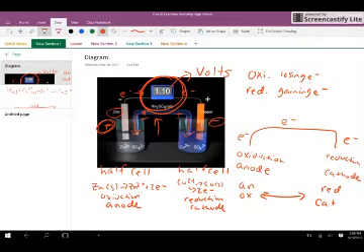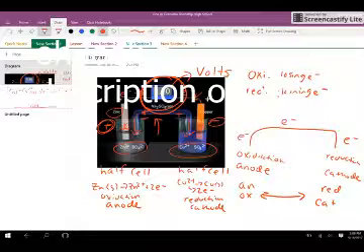And then these solid metals right here, here, and here are called the electrodes. And then this is just the solution they're in right here. And then this is just some inert wire. We used alligator clips in ours. And that is how that works.